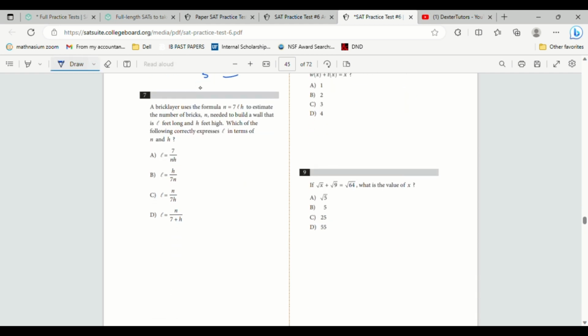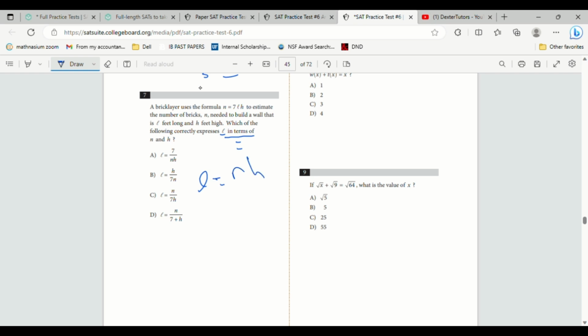Number 7, a bricklayer uses the formula N equals 7LH to estimate the number of bricks N needed to build a wall that is L feet long and H feet high. Which of the following correctly expresses L in terms of N and H? So common SAT wording, in terms of just means equals. So which of the following correctly expresses L, so L equals, in terms of N and H.